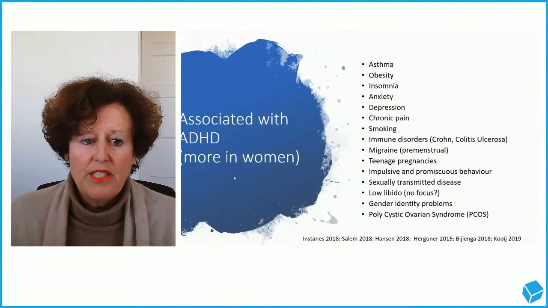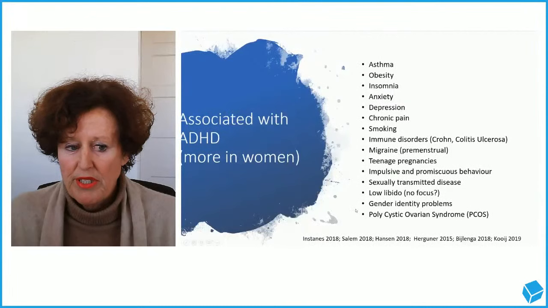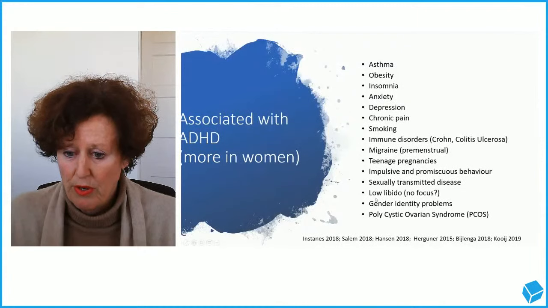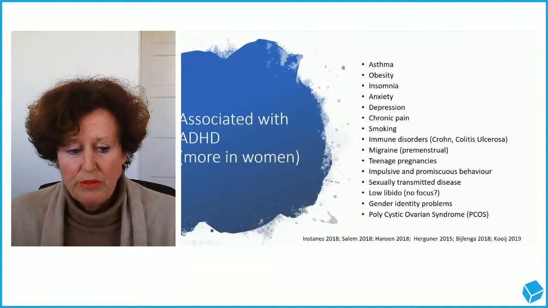is that ADHD is not only associated with psychological difficulties like depression and anxiety, but also with a lot of somatic disorders. This is a long list, but they are often more frequent in women: anxiety, depression, insomnia, chronic pain, obesity, smoking, immune disorders, migraine, especially premenstrual, teenage pregnancies, sexually transmitted disease as a result, low libido, maybe due to lack of focus, gender identity problems, and polycystic ovarian syndrome is also increased in ADHD. We're only starting to understand how and why all these disorders and diseases come together in people with ADHD.